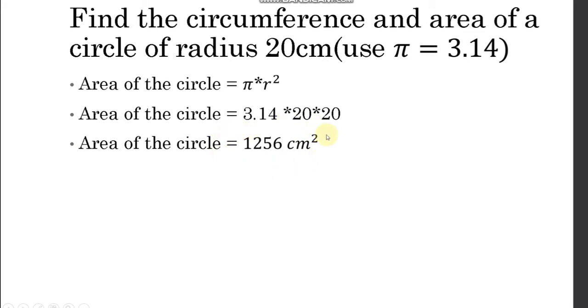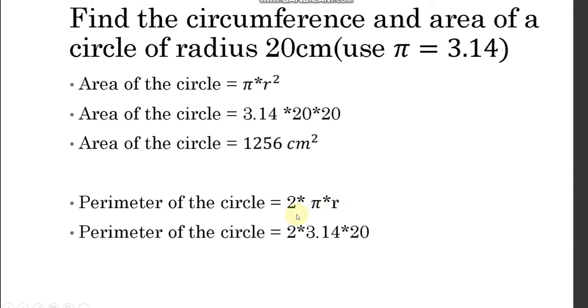Now we need to calculate circumference. Circumference is 2 pi r. So 2 into 3.14 into r, which is 20. Multiplying all this I will get 125.6 centimeters. So this is the circumference or perimeter of the circle. We can call it circumference also. Now next question.